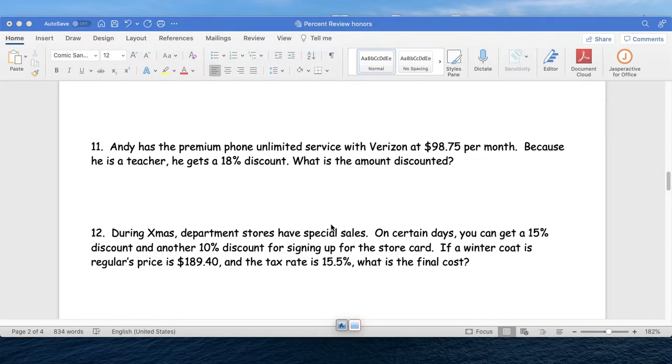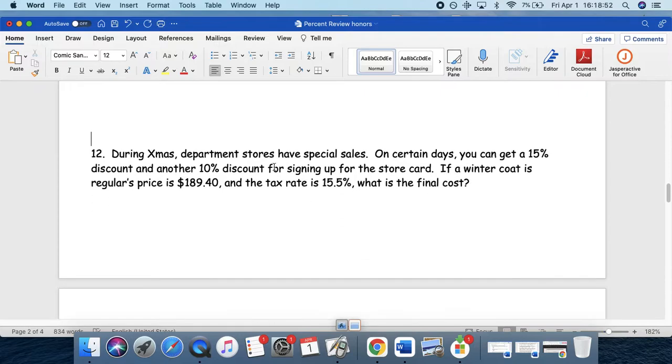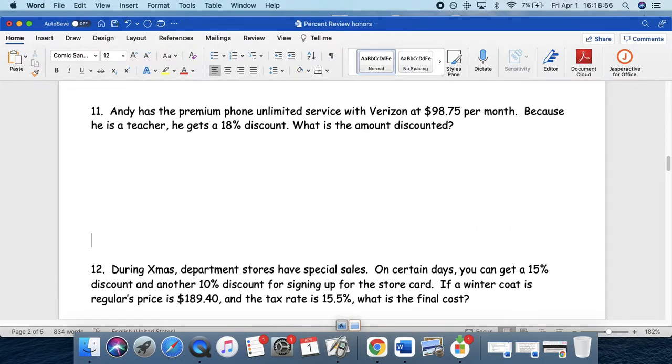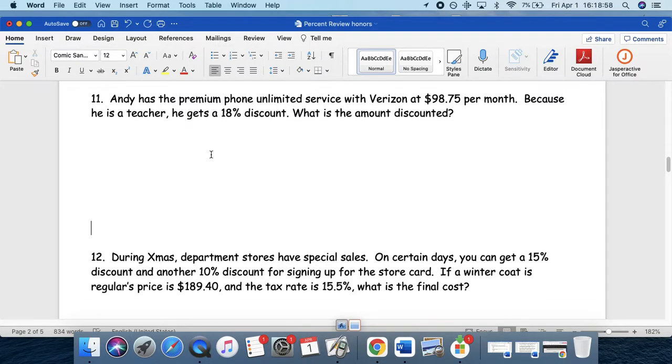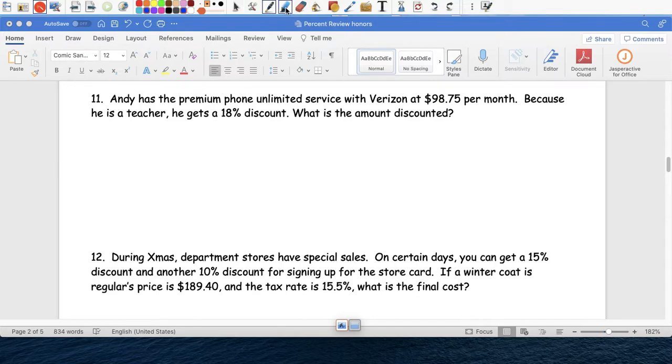And he has a premium phone with unlimited service at Verizon because he's a teacher. He gets an 18% discount. That is true, by the way. I don't know if it still holds, but when I was a Verizon customer, I did get, I think, an 18 or 19% discount. I mean, it's T-Mobile. Can't wait to go back to Verizon.